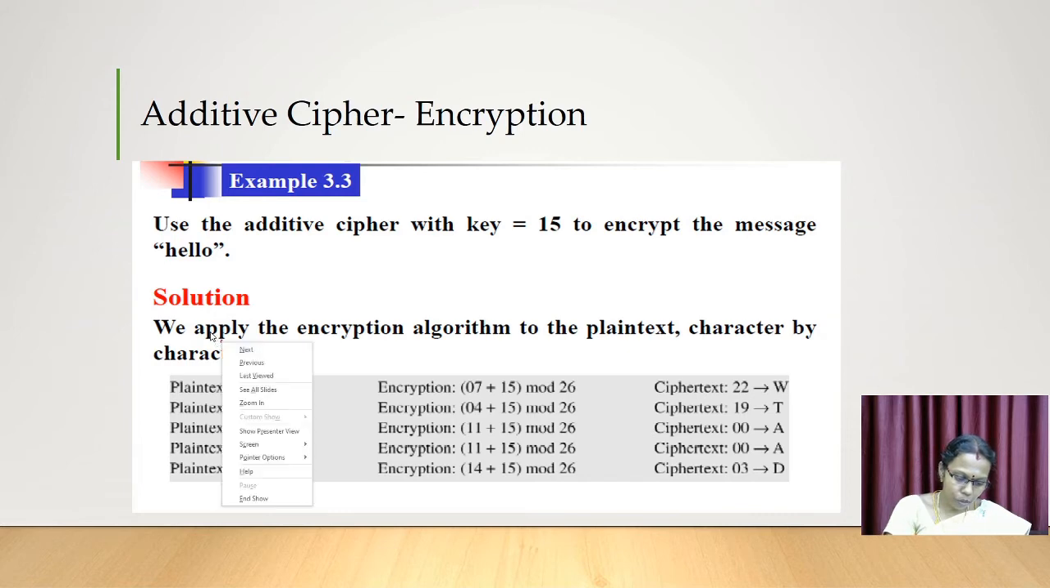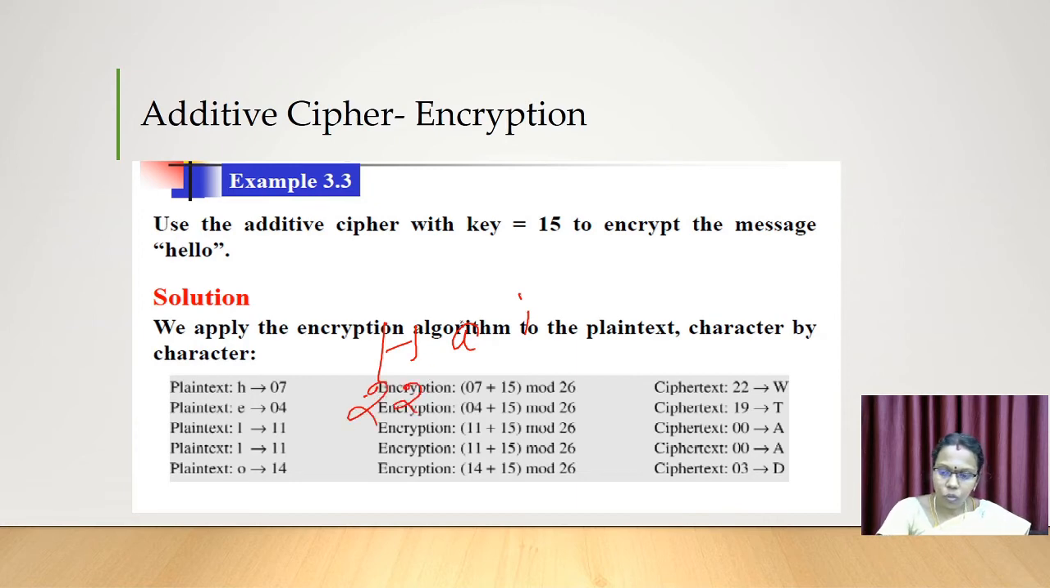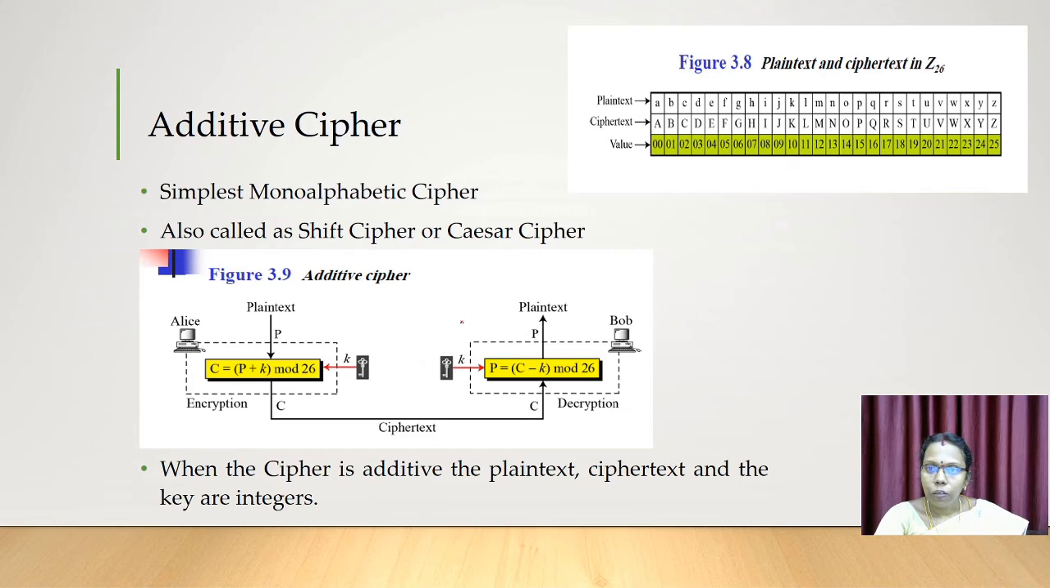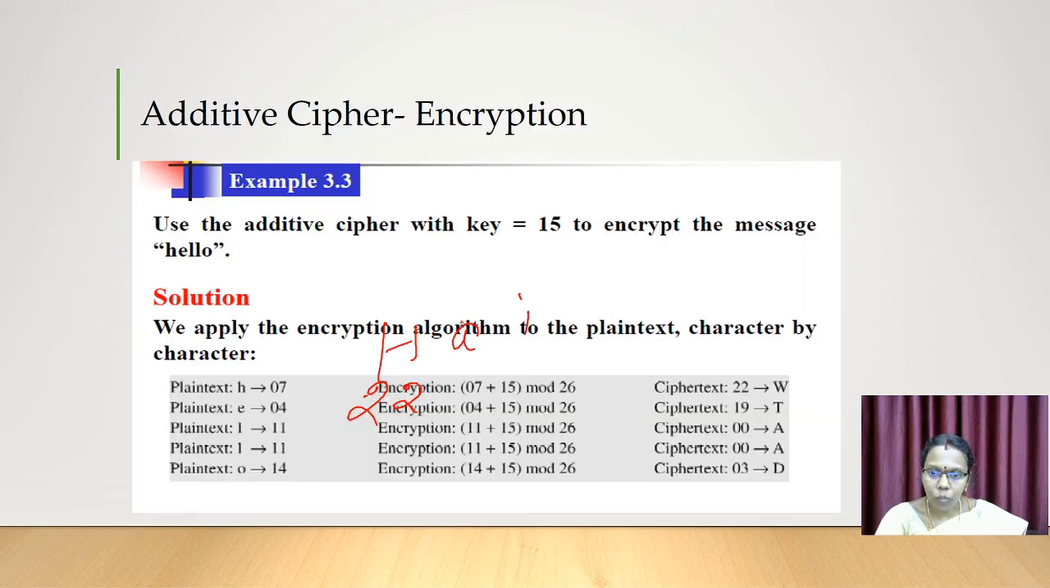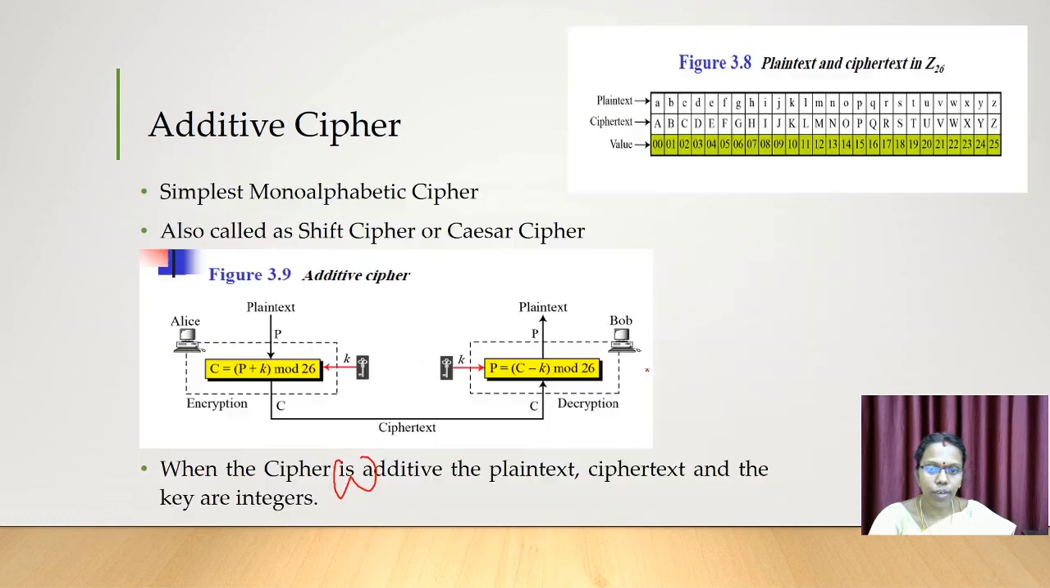Similarly, we can also perform HAI. The H value is 7 plus 15, we get 22. The A value is 0 plus 15 mod 26, we get 15. For the value of I, we get 8 plus 15, which is 23. So we get 22, W, 15, P and 23, X. So here is the example of how the additive cipher can be expressed.